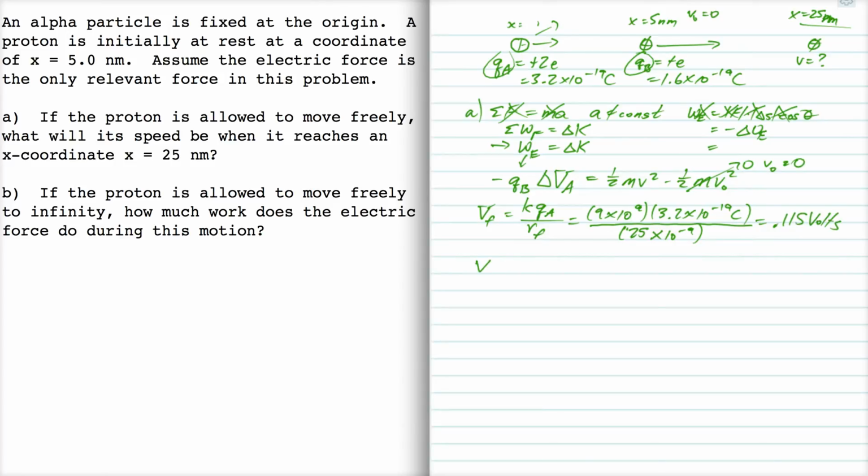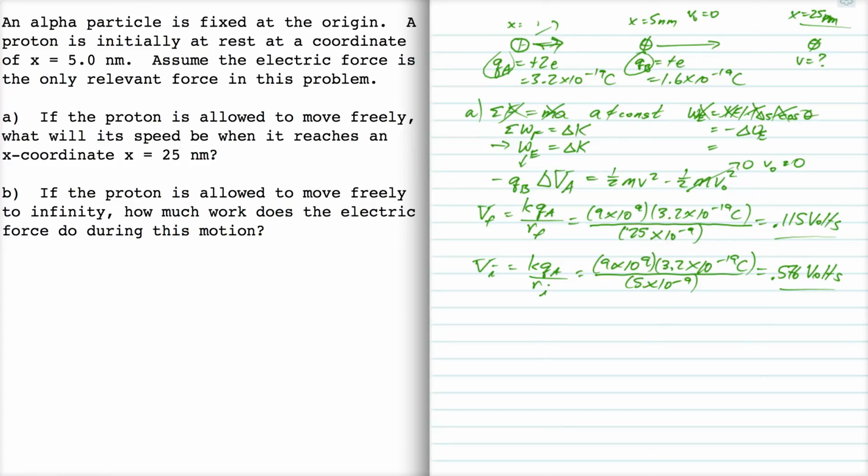And the initial potential is kQA over rI. Okay, so that's 3.2 times 10 to the minus 19 again. And our initial distance is just 5 nanometers. So that means our initial potential is going to be 5 times higher. That makes sense. It's going to move from a higher to a lower potential as it follows the electric field lines generated by charge QA.